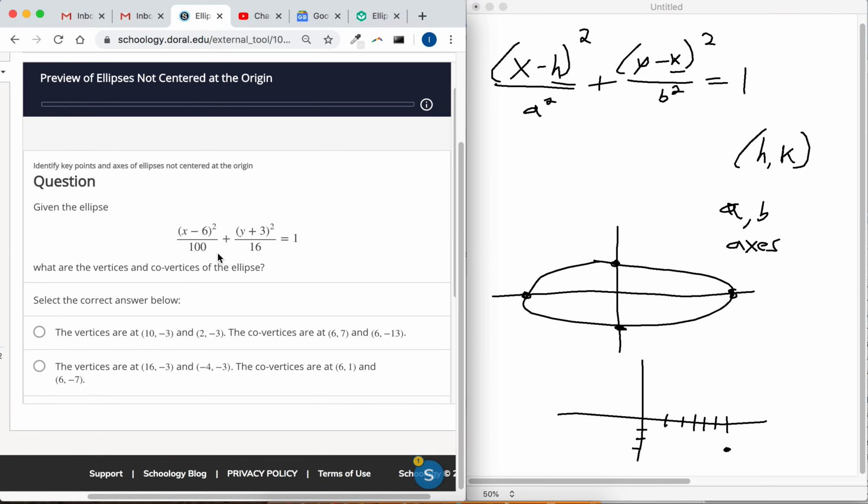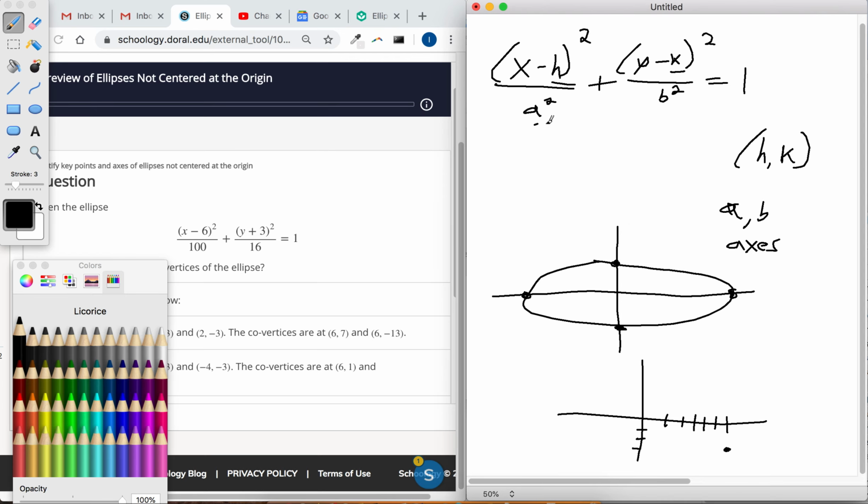And then if you take the square root of 100, you get 10, because it's a being squared. The length of our major axis is 10, so that means 1, 2, 3, 4, 5, 6, 7, 8, 9, 10. One of the vertices is back at negative 4 comma negative 3.